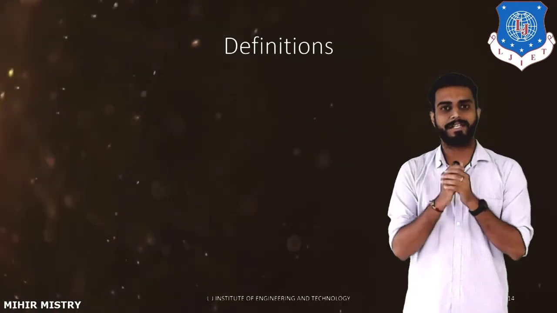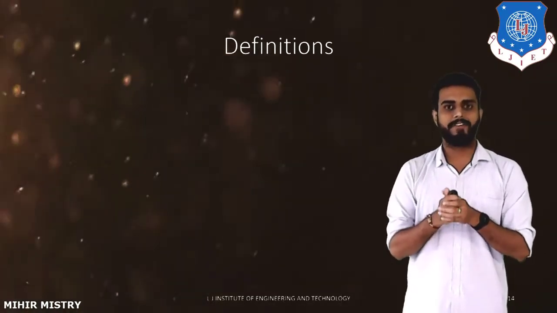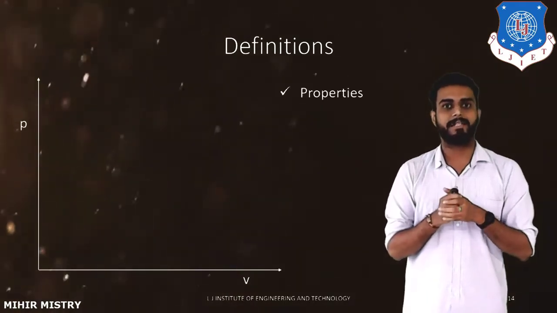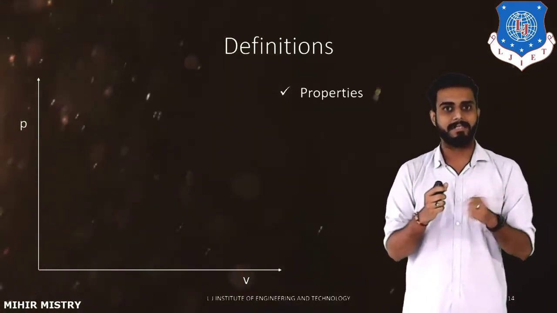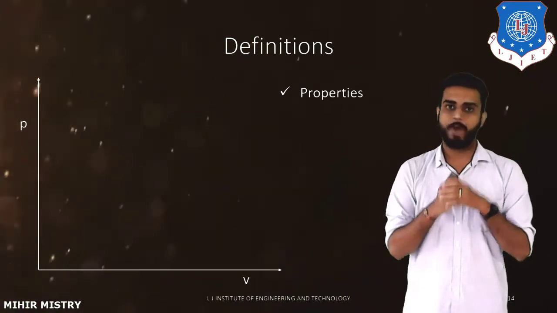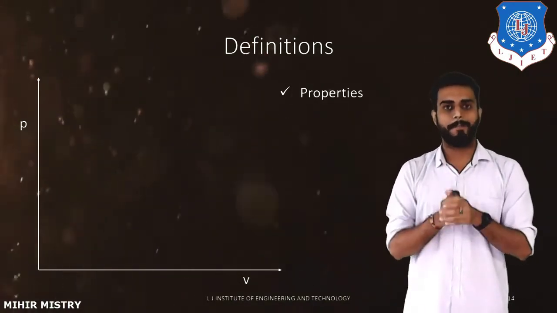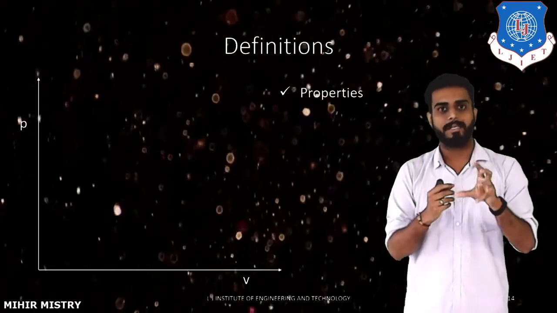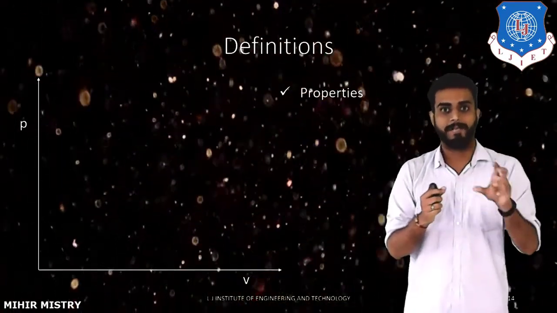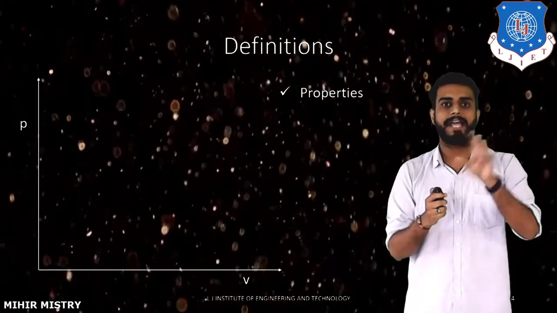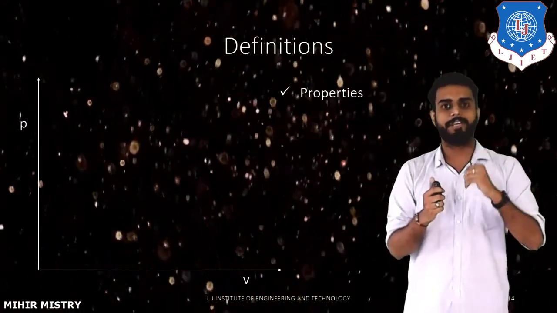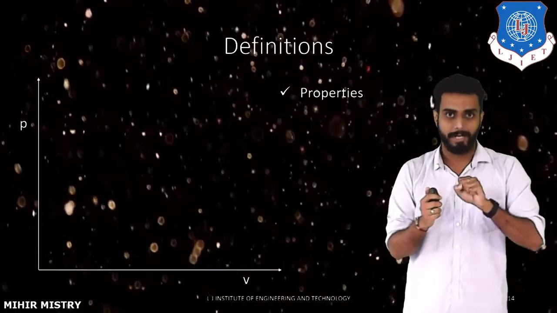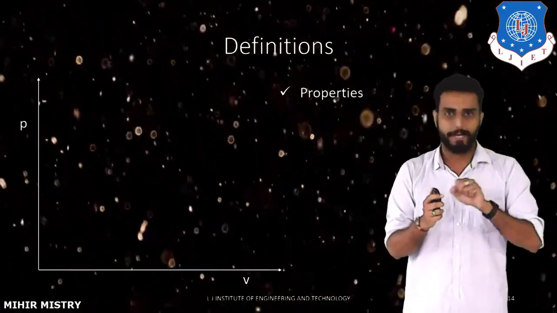Now, let us understand certain definitions. For understanding the definitions, I have plotted a PV diagram. I have taken pressure on the y-axis and volume on the x-axis. The very first definition is properties. What is the meaning of properties? In order to describe any physical condition of a substance, you will require certain characteristics. Those characteristics are known as properties. For example, if you want to define the hotness or coldness of a substance, then you will require temperature. So that temperature is nothing but a property.